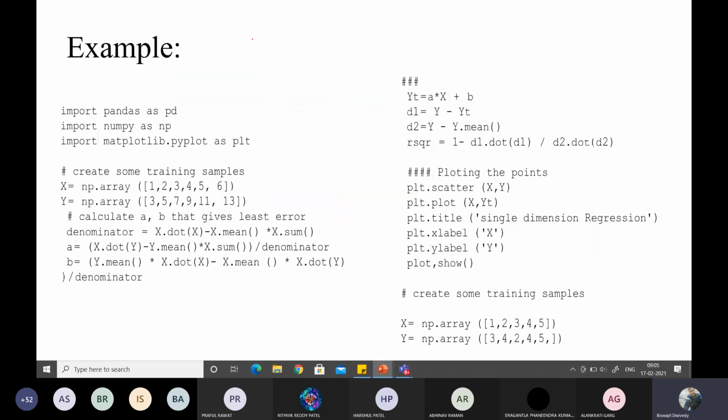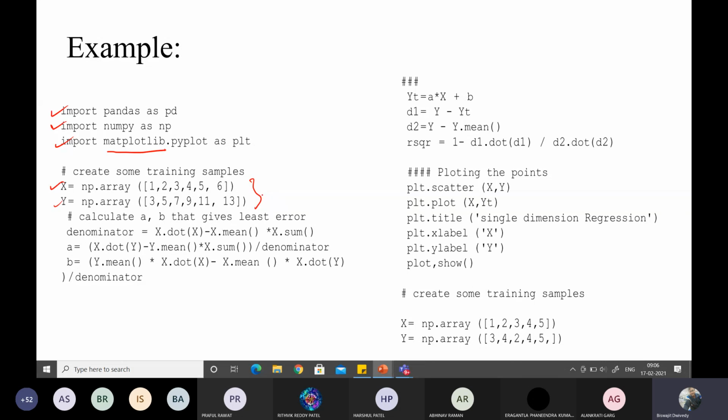So this is the simple program I have written for the linear regression algorithm. Let me show you how this program has been written. After that, I'll show you in Spyder also. First we have imported these libraries: Pandas, NumPy, and Matplotlib. After that, I have taken some training samples. Whatever example we have discussed there, the same example we are going to implement here. I have taken some arbitrary training samples.